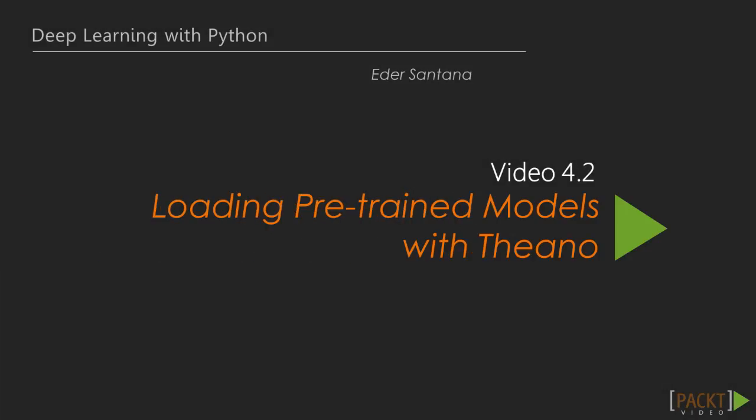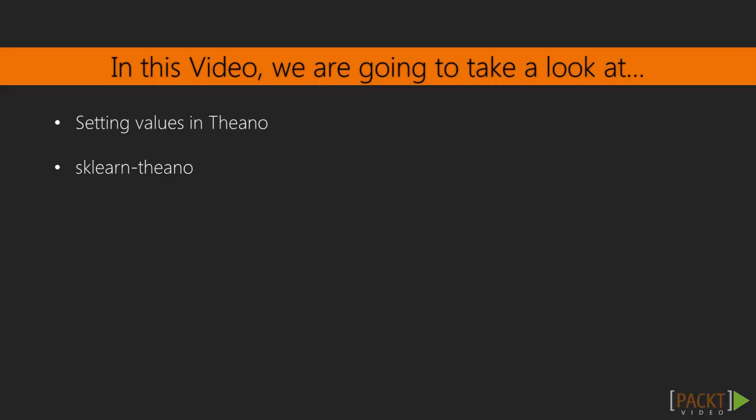Hi, and welcome to video 2 of section 4, Loading Pre-trained Models with Theano. In the previous video, we saw the cats versus dogs problem, and we showed where to look for pre-trained models that we can reuse. In this video, we will see how to set values to Theano variables, and we will talk about scikit-learn Theano, a library that already has some large models for image classification using Python and Theano. Without further ado, let's move to our IPython notebook.